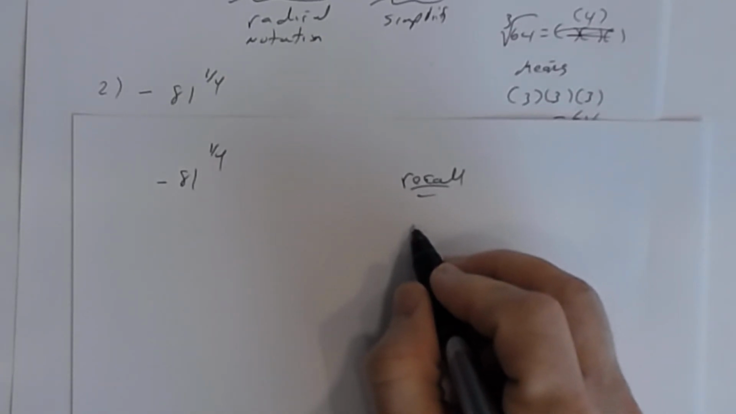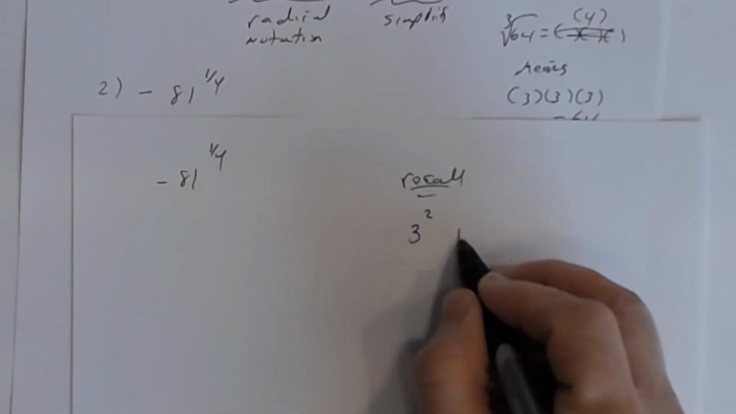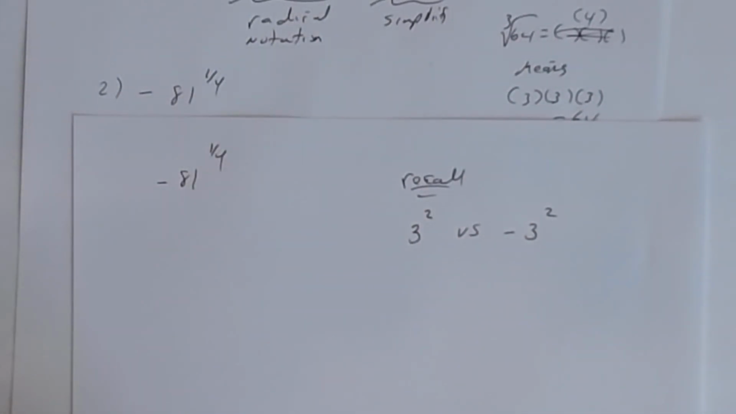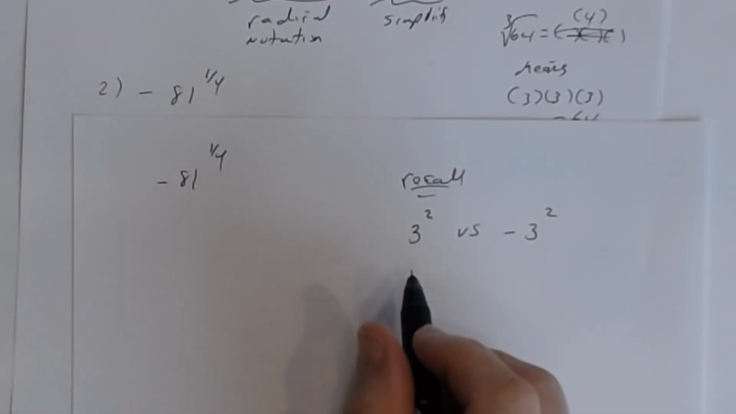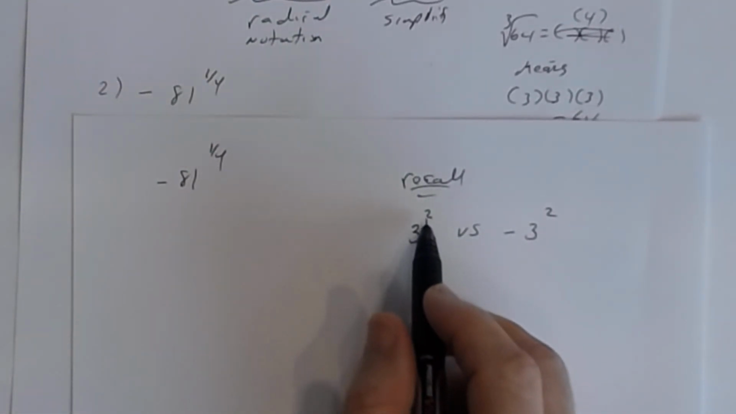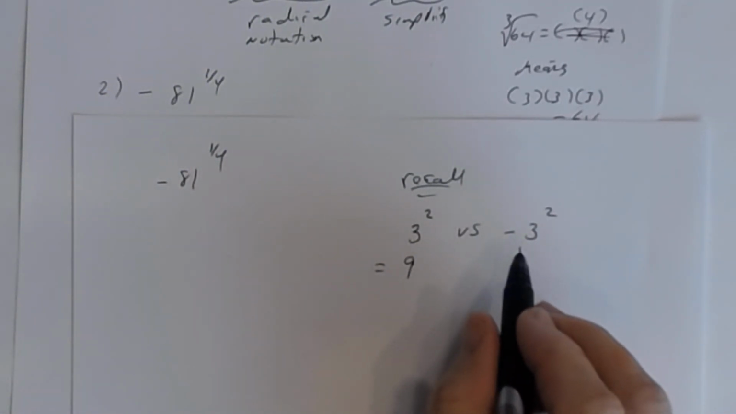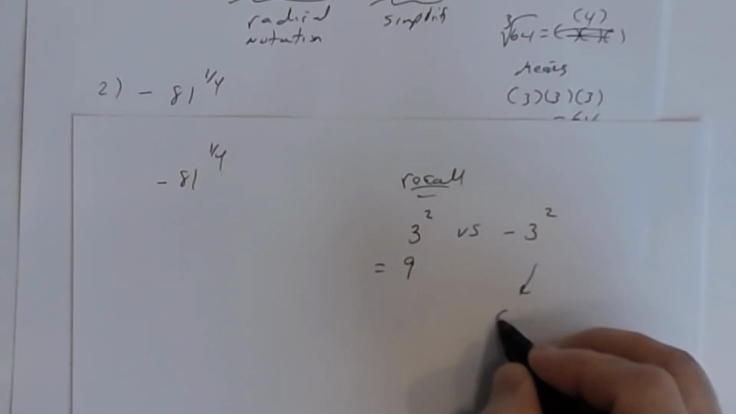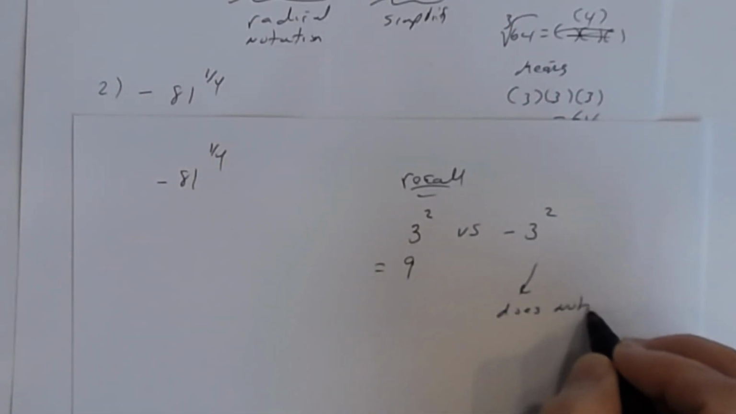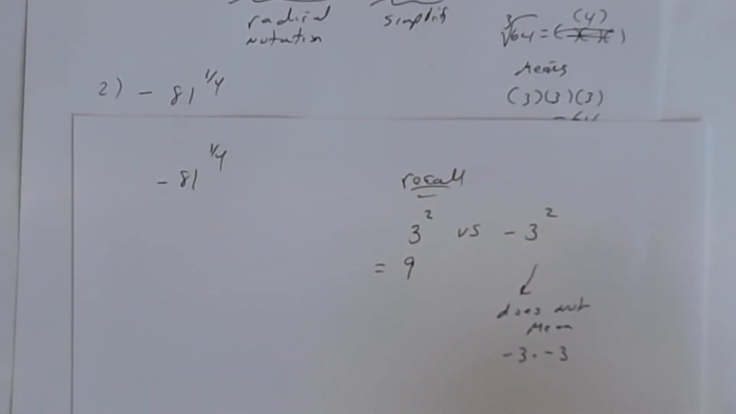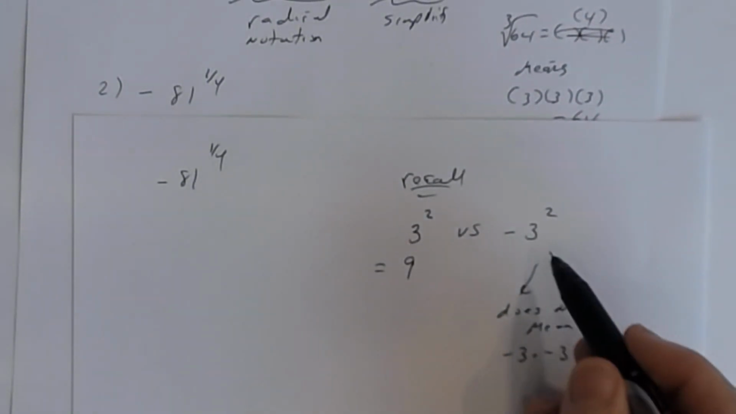Remember that there is a difference between 3 squared versus negative 3 squared. There's a difference between those two. For 3 squared, that's easy. What's being squared is 3, so 3 squared means 3 times 3, which is 9. That right here does not mean negative 3 times negative 3. That's not what that means. You got to be careful.